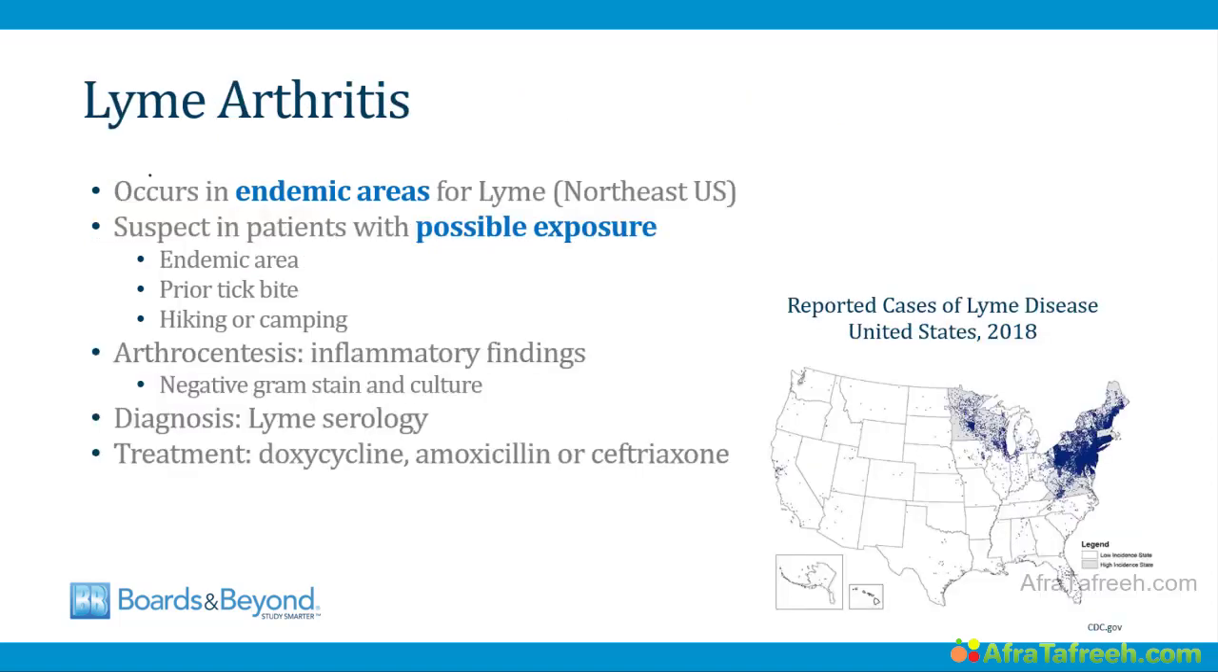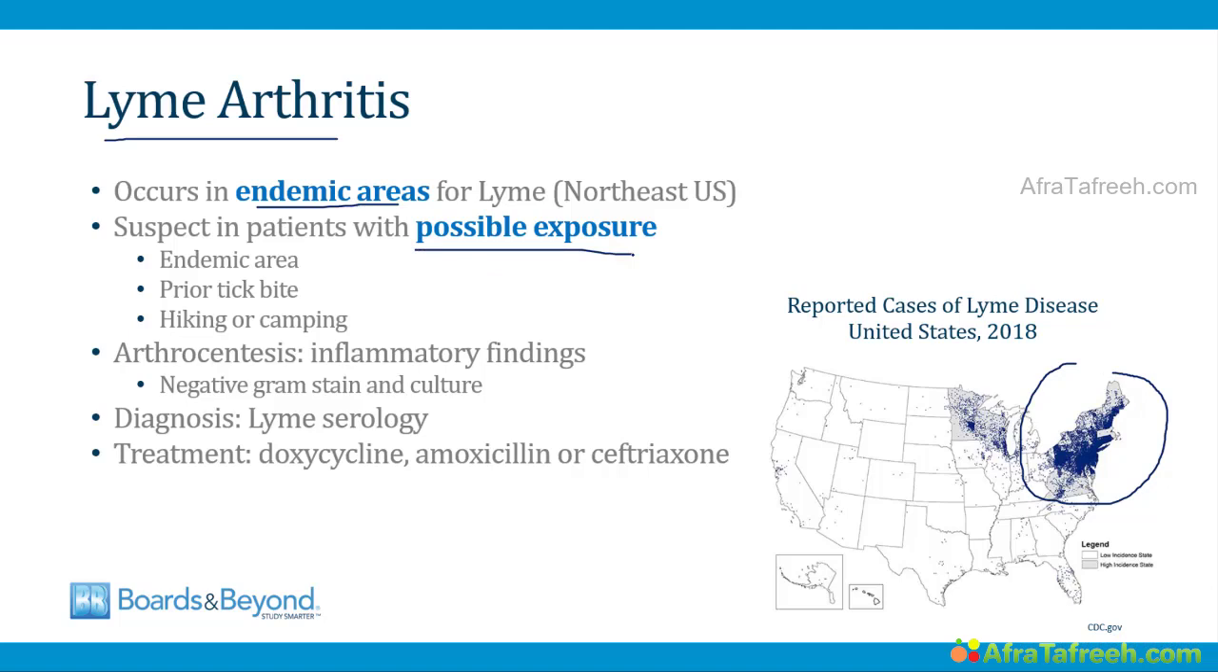Okay, now let's talk about some other causes of arthritis. We'll start with Lyme arthritis. This occurs in patients who have Lyme disease, which I talk about in detail in videos in the infectious disease section. Lyme disease occurs in endemic areas of the United States, which is mostly the northeastern United States. And you should suspect Lyme arthritis in a patient who presents with new onset arthritis and has a possible exposure to Lyme disease. Lyme disease is a tick-borne illness and it occurs in endemic areas like the Northeast US.